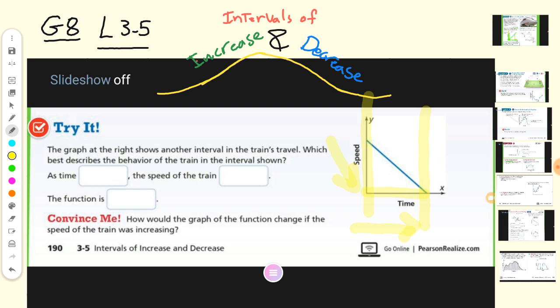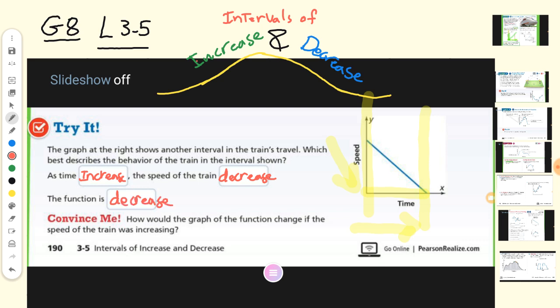So here, what should we do? We write here in the blank space. Okay, as the time increases, the speed of the train decreases. So the behavior of this function is what? Decreased function.